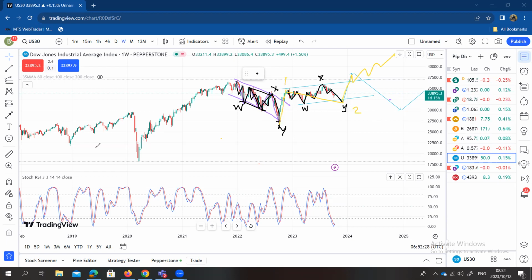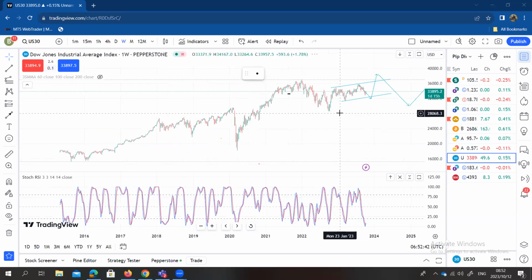So that's it on the indices, because the same structure you see on US 30 is the same structure on the NASDAQ, is the same structure on the US 500. In fact, all the indices will have a similar structure there.